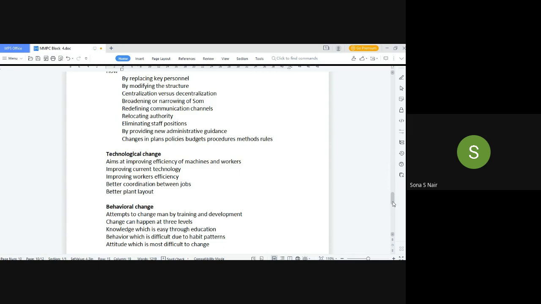is required. It aims at improving efficiency of machines and workers. Obviously technology is for the advantage of the organization, but yes, when you're trying to change technology and trying to modify your offering around the new technology, it has a lot of cost considerations also.